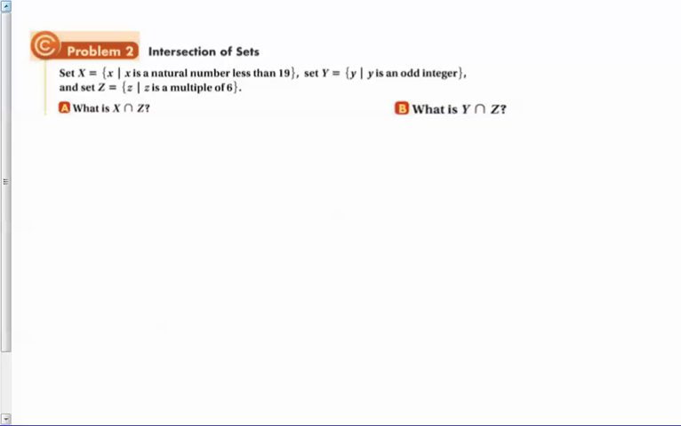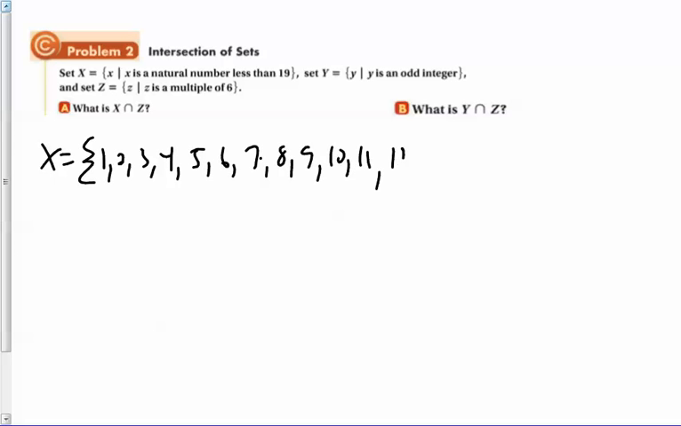Intersection. Let x be a set such that x is a natural number less than 19, y is an odd integer, z is a multiple of 6. This might help me to write this in roster form. I can say x is a natural number, which is 1, 2, 3, 4, 5, 6, 7, 8, 9, 10, 11, 12, 13, 14, 15, 16, 17, 18. Now I know that's a lot of writing, but that's why we use roster form, set builder notation.